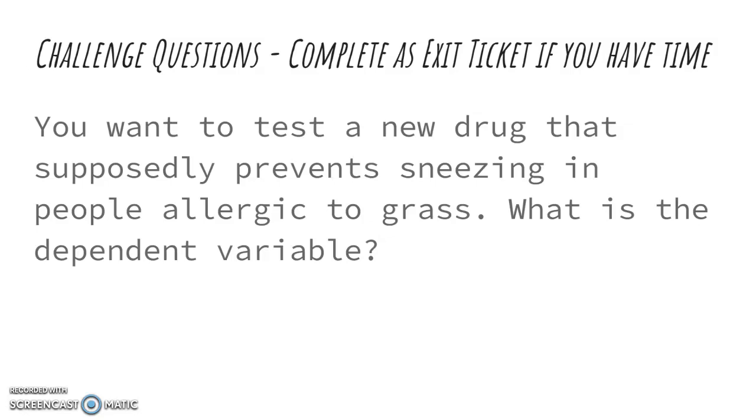Okay, so here it wants you to identify the dependent variable, basically what is being measured in this experiment. So we're testing a drug that prevents sneezing in people allergic to grass. So if we want to understand if this drug prevents sneezing, our dependent variable is going to be the amount of sneezing that the people in the experiment do, because that's what we're trying to measure. We're trying to measure if the drug prevents the sneezing, and in order to do that, we would measure how much sneezing the people are doing when they take the drug. So the dependent variable, being what you measure, is going to be the amount of sneezing that the people do.